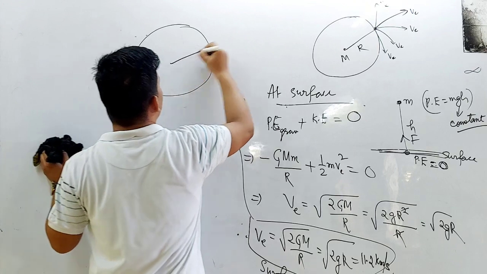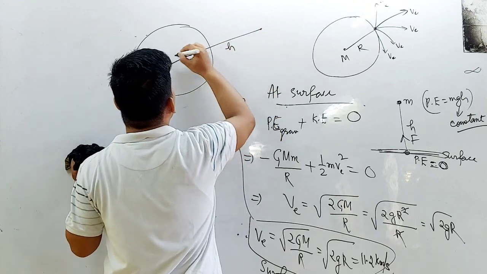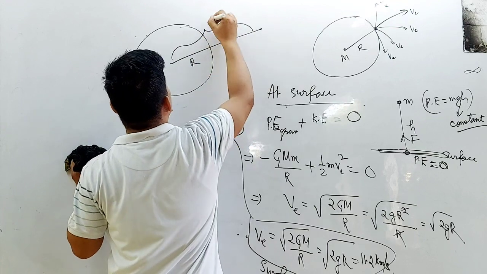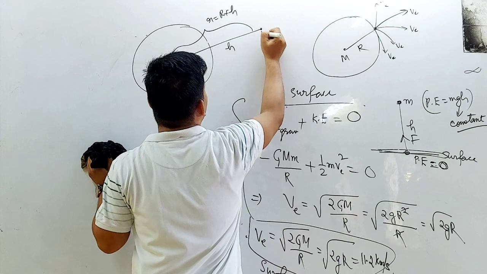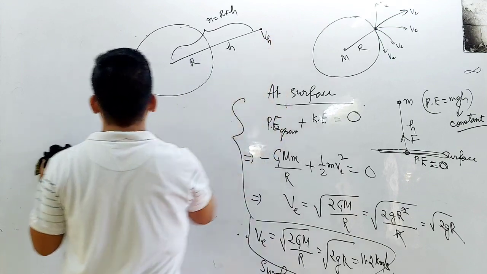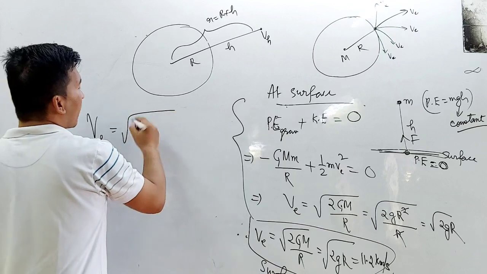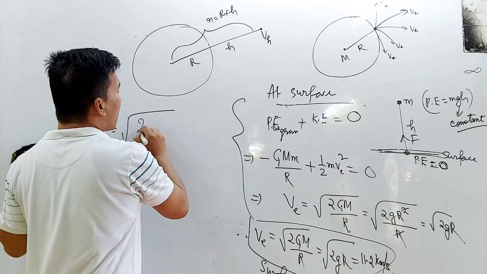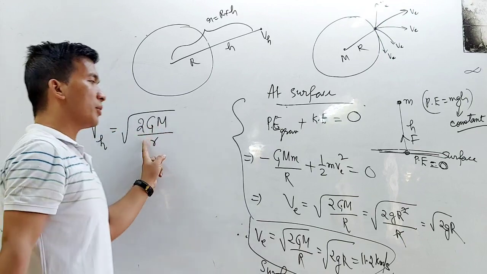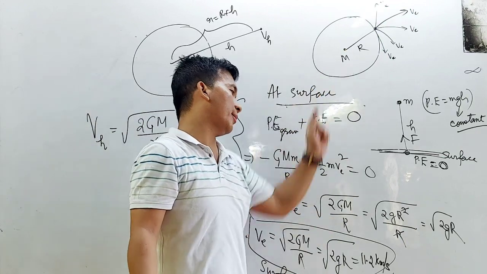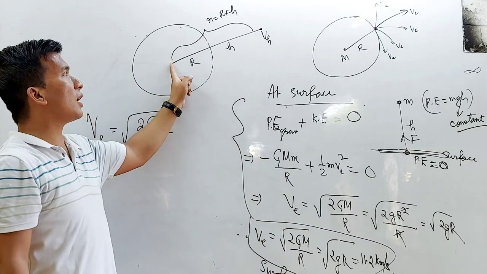Now, next we will see what the escape velocity is from a height h. This is R. What is the effective distance? R plus h. Escape velocity from this height h will be, very simple, V is equal to root over 2 times capital G capital M divided by small r. From the surface of the earth, the distance is capital R, from the center of the earth.